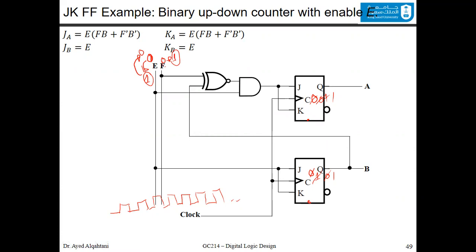And now you know how to design sequential circuits in general, and you have tools to help you design them, like the state diagram, the state table, and you have different types of flip-flops, like the D flip-flop, JK flip-flop, and also T flip-flop. As an exercise for you, you can design the same circuit, which is the binary up-down counter with enable, using D flip-flops. You will notice that the circuit is slightly larger. And that's one of the advantages of using the JK flip-flops.